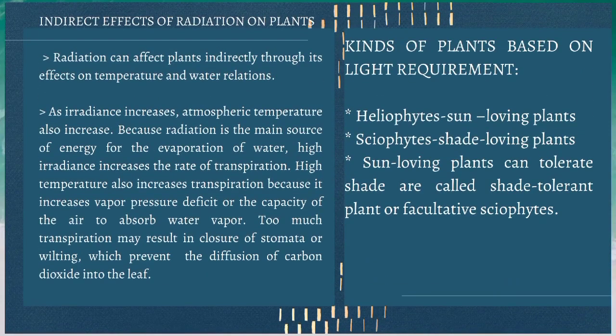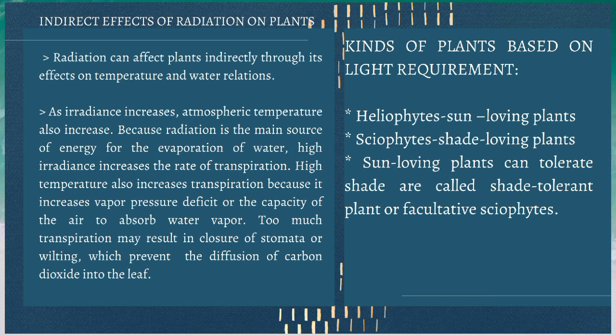Next is the indirect effect of radiation on plants. Radiation can affect plants indirectly through its effect on temperature and water relations. As irradiance increases, atmospheric temperature also increases, because radiation is the main source of energy for the evaporation of water. High irradiance increases the rate of transpiration. High temperature also increases transpiration because it increases vapor pressure deficit, or the capacity of the air to absorb water vapor. Too much transpiration may result in closure of stomata or wilting, which prevents the diffusion of carbon dioxide into the leaf.